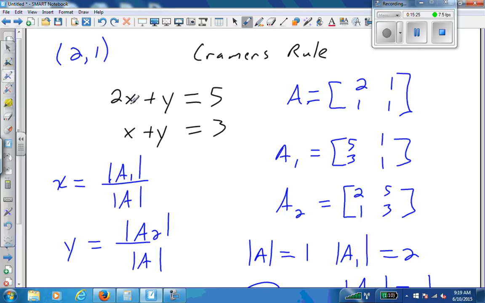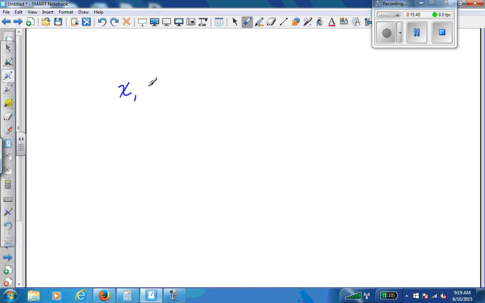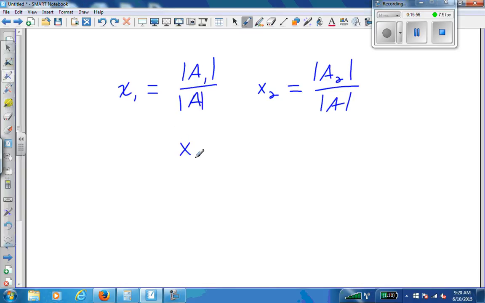Notice we substitute that in. 2 times 2 is 4, plus 1 is 5. 2 plus 1 is 3. So if we have a singular solution to our system of equations, x1 can be found by taking the determinant of A1 over A. x2 can be found by taking the determinant of A2 over the determinant of A. x3 can be found by taking the determinant of A3 over the determinant of A, and so forth, until we run out of variables.